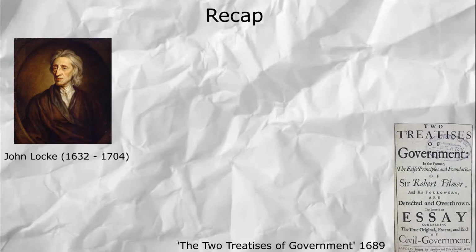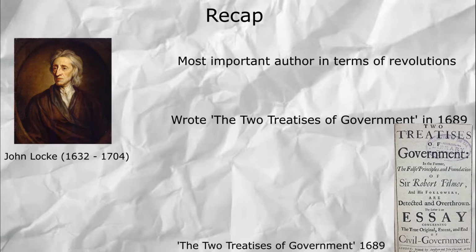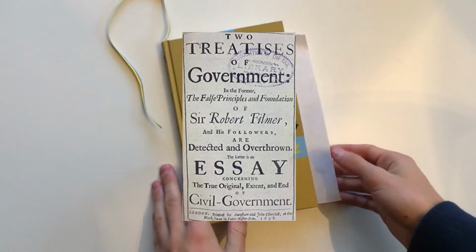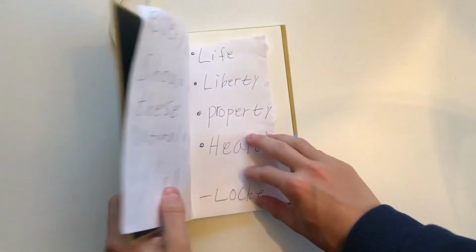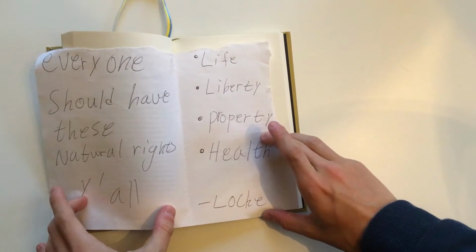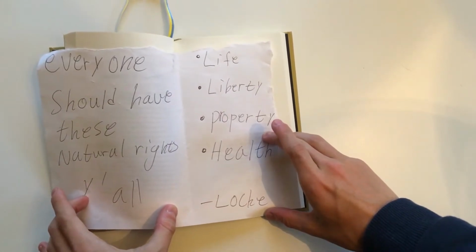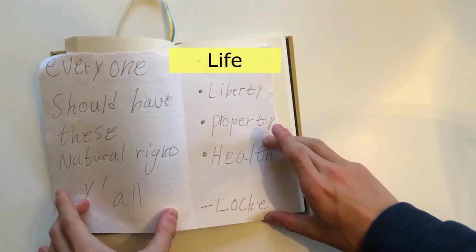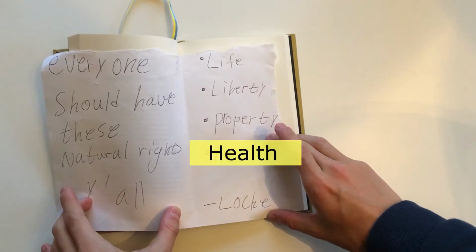John Locke is sometimes referred to as the most important and influential writer of the Enlightenment in terms of revolutions. In the book The Two Treatises of Government, 1689, he argues for the rights given to the people by nature, also known as natural rights. These rights were life, liberty, property, and health.